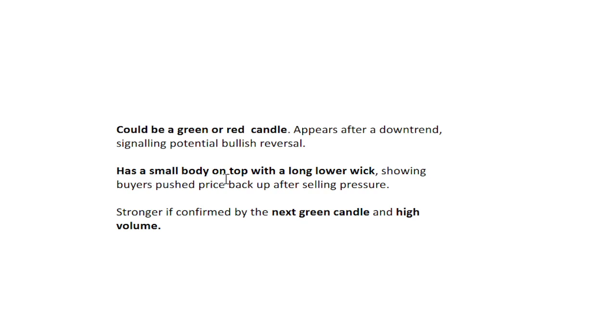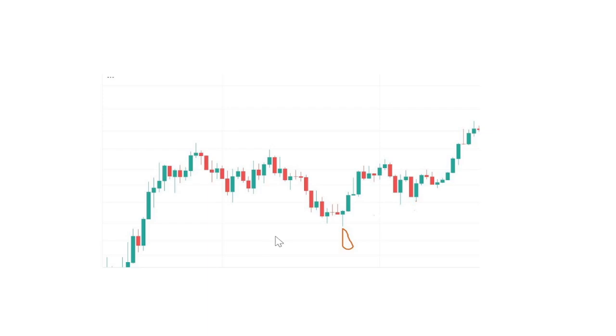Has a small body on top with a long lower wick, showing buyers push price back up after selling pressure. Stronger if confirmed by the next green candle and high volume. So let's see an example. Here, this is a bullish hammer where we had this long wick here and this small body. And what happened to the price? The price went right up to this level here.